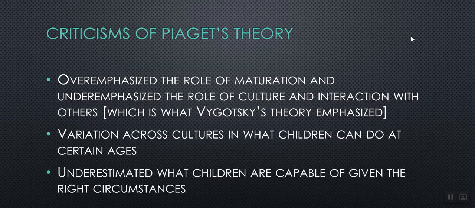So he overemphasized the role of maturation and underemphasized the role of culture and interaction with others, which is basically the opposite of Vygotsky's theory. Vygotsky gave us no developmental milestones, and he talked only about culture. And Piaget really didn't talk about culture or parents at all, which is interesting considering that he started his research by looking at his own children. He really mostly only focused on maturation. As you grow, you're going to develop and get smarter and get better at things. And that's just the natural way of life and the natural process of things happening.